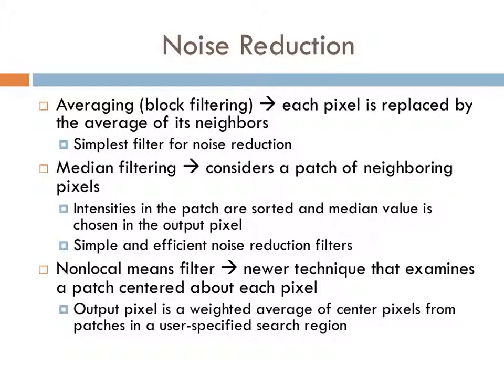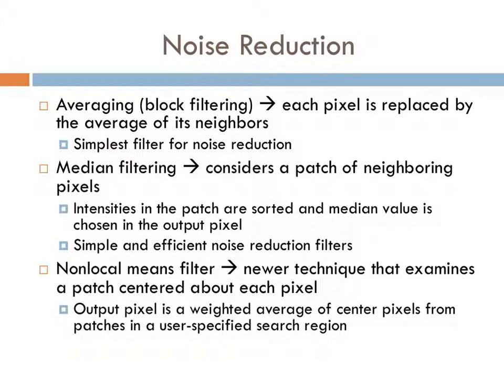Then there is median filtering. In median filtering, the filter considers a patch of the neighboring pixels around a certain pixel. The intensities in the patch are sorted, and the median value is chosen as the output pixel. This is a simple and efficient noise reduction filter.